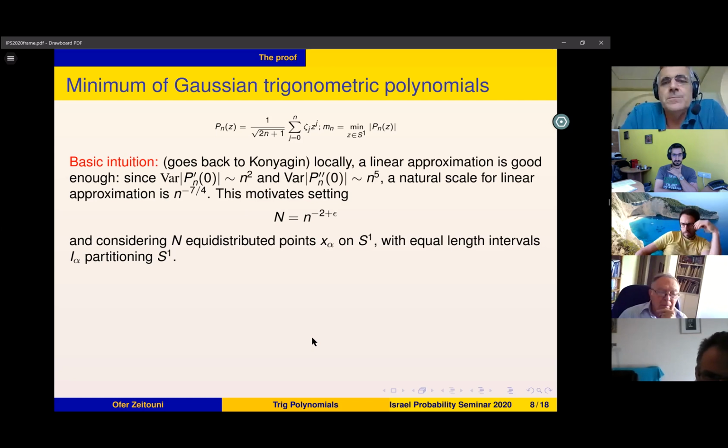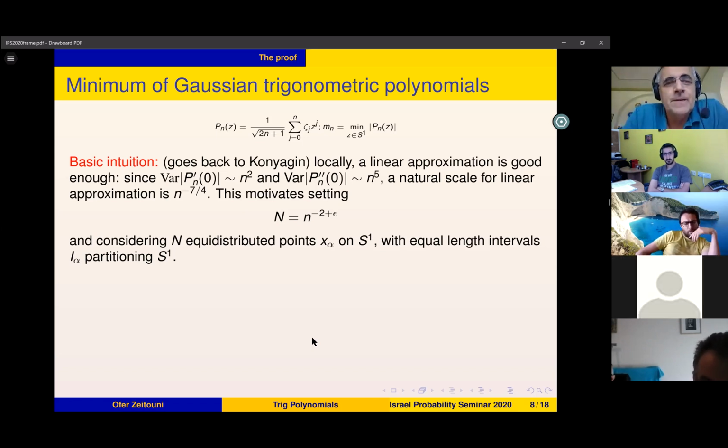The basic observation is that it is true that it's a polynomial, but you could ask to what scale can it be approximated by a linear function? It's a nice analytic function, a nice smooth function, so you can Taylor expand it. And it turns out that the linear approximation is valid at a scale which is relatively large.